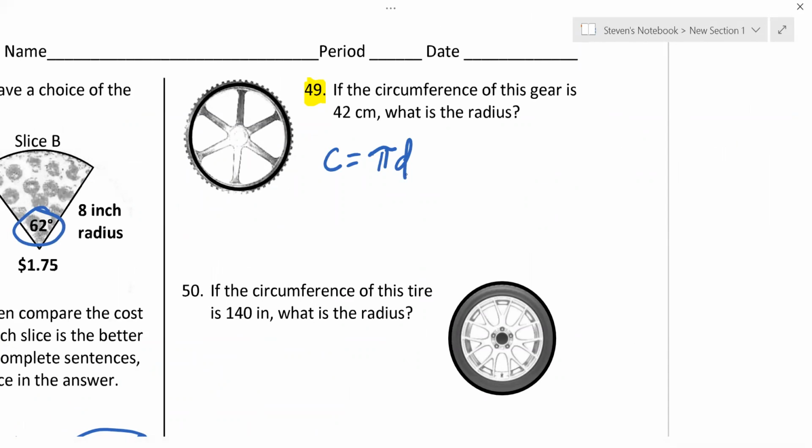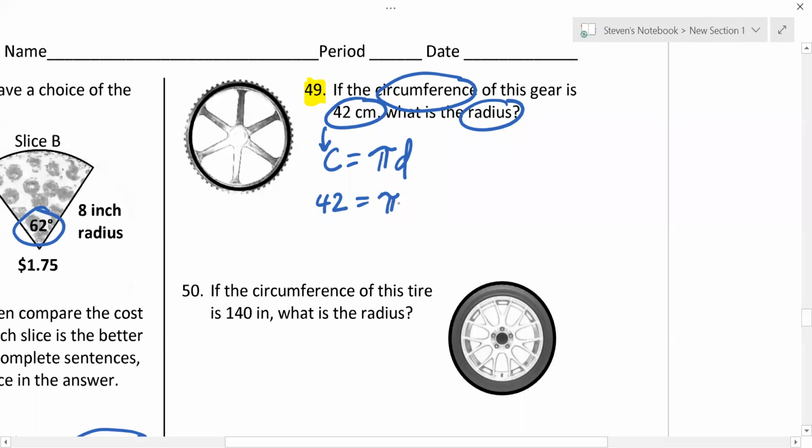So it says if the circumference of the gear is 42. So where am I going to plug 42 in for? It's telling me that's the circumference, right? So 42 goes in for the circumference, and then I'm solving for the radius. 42 equals pi d. And then look, I can solve for d by just dividing both sides by pi. So 42 divided by pi will give me the diameter. If I do 42 divided by pi, I get like 13.369, right?